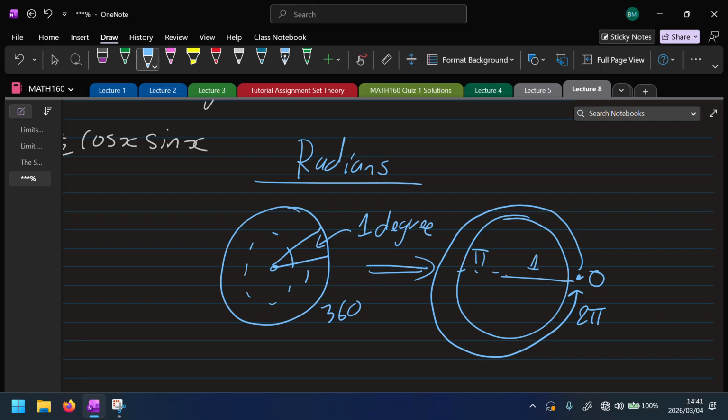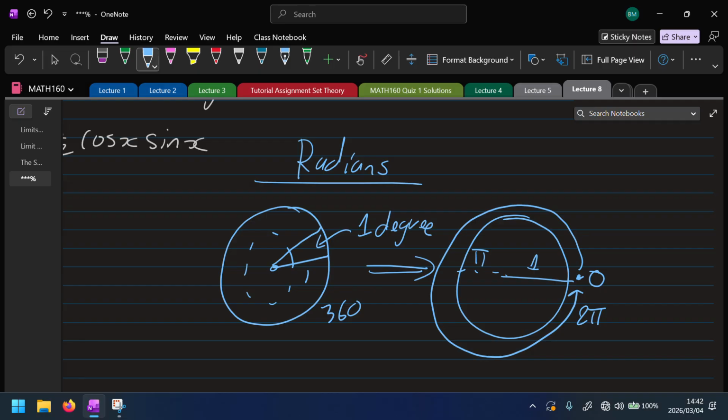3 quarters around? No, we're going 3 quarters around. So we're at the bottom. What's that? No, not dividing by 3. It's 3 quarters. The 4's at the bottom. Someone said it? Yeah. 3 pi over 2.